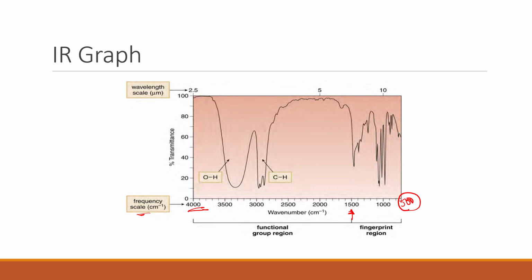And 1500 to 4000 is considered the functional group region. Depending on how the peak looks, we can say what kind of functional group or what kind of bonds or stretches, as we call them, are present in the molecule. Usually OH peaks show up as very broad peaks, while CH peaks, and especially carbonyl peaks like C double bond O, show as very sharp peaks.